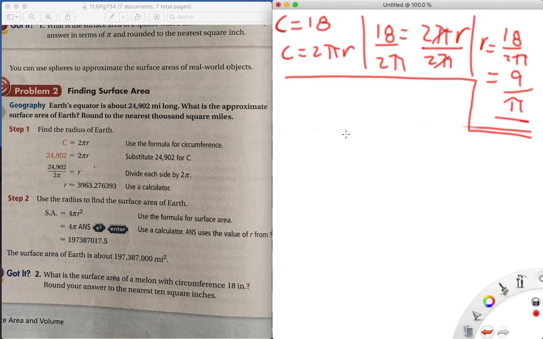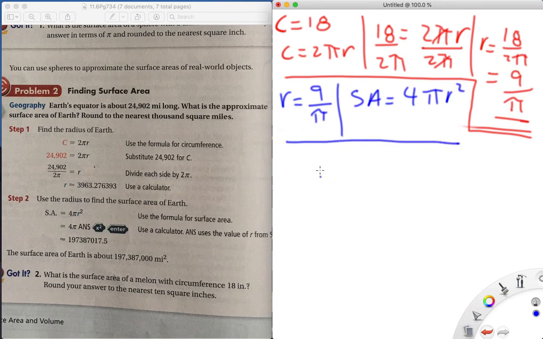Okay, so now that we have our radius, 9 over pi, you can turn this into a decimal if you want, but I'd rather keep it as a fraction. Then I can plug it into my other equation for the surface area. I know that the surface area is equal to 4 pi r squared. So the way that I'll do that is substitute 9 over pi for the radius.